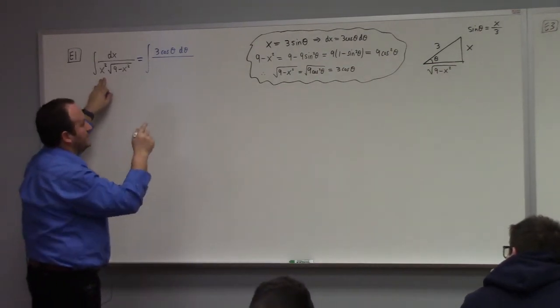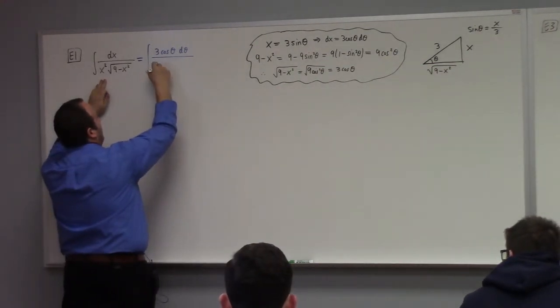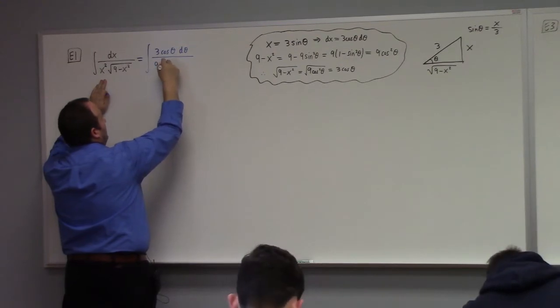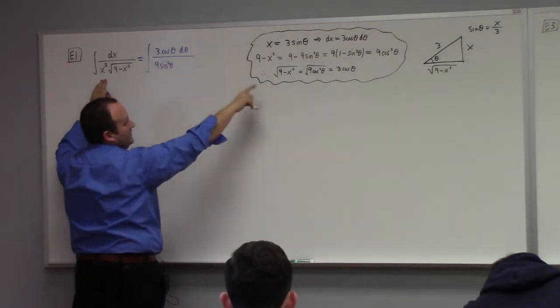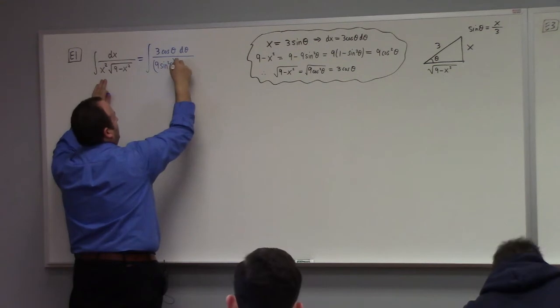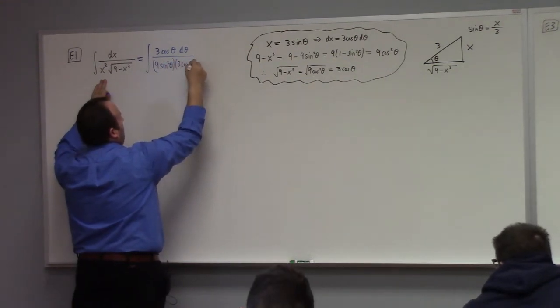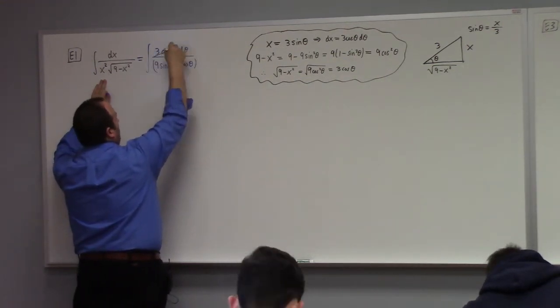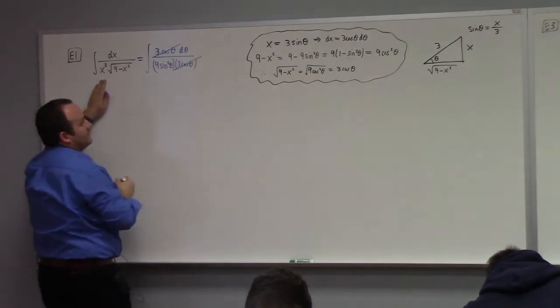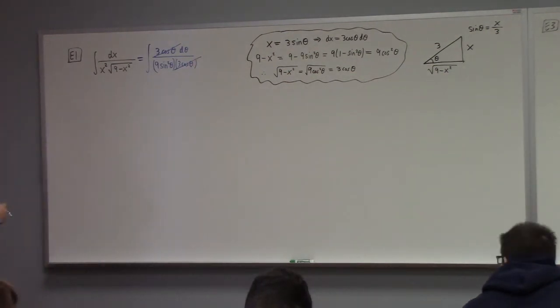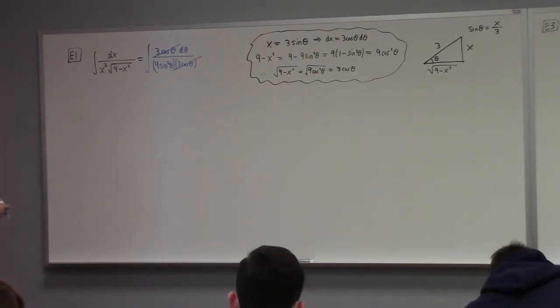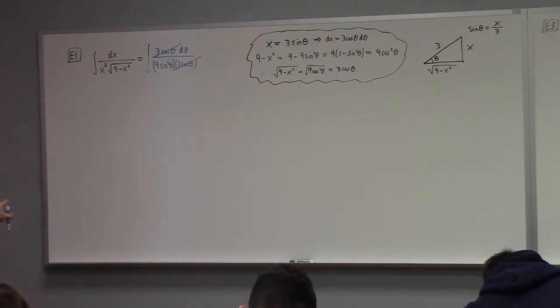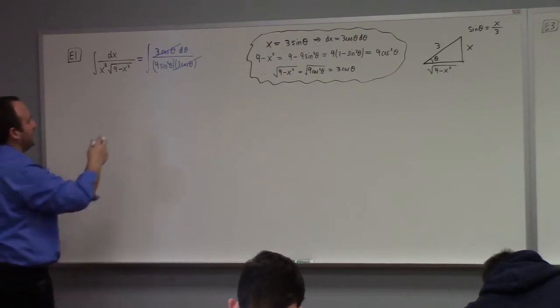X squared was what? 9, yeah, 9 sine squared theta, right? What's the square root of 9? That's the, oh, check that out. See that? So the 3 cosine theta from the dx and the 3 cosine theta from the root, they both cancel. And what does it leave us with?